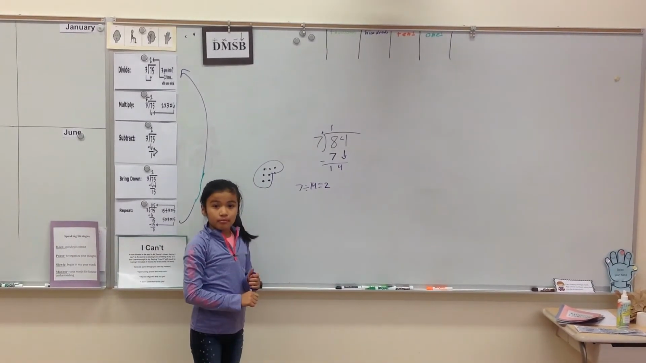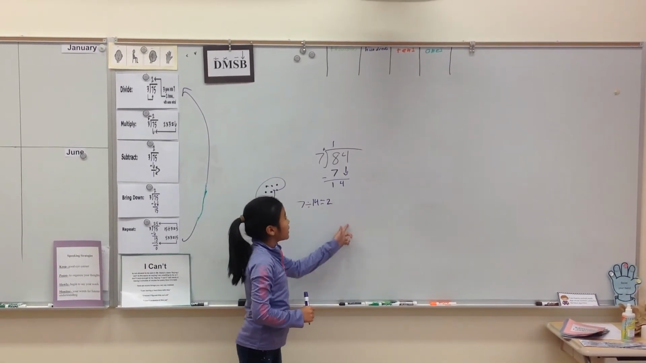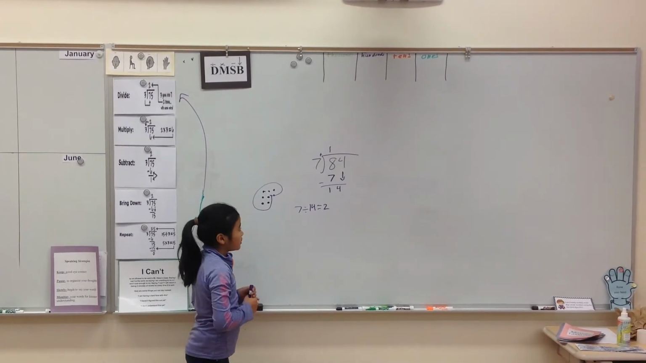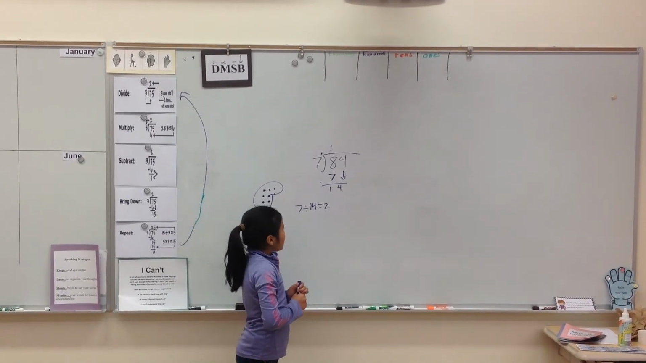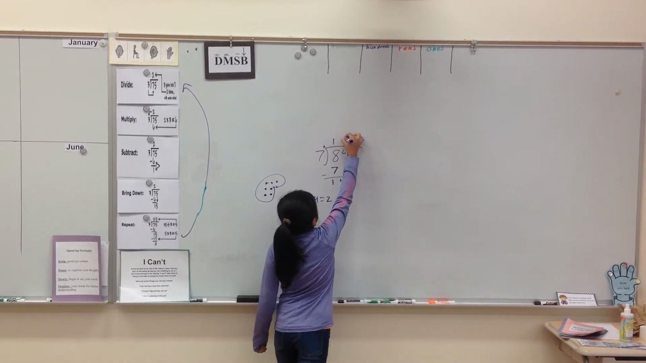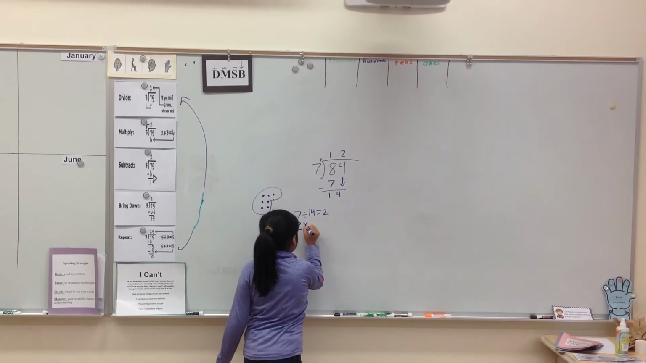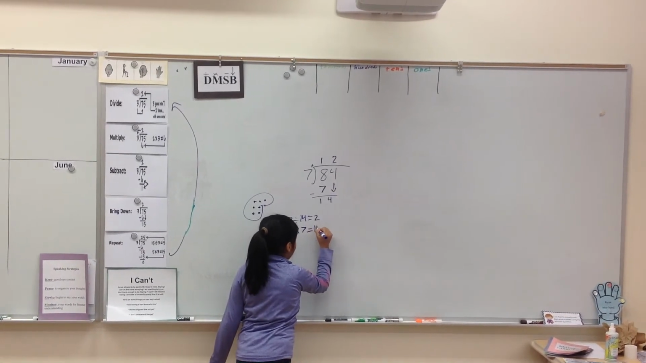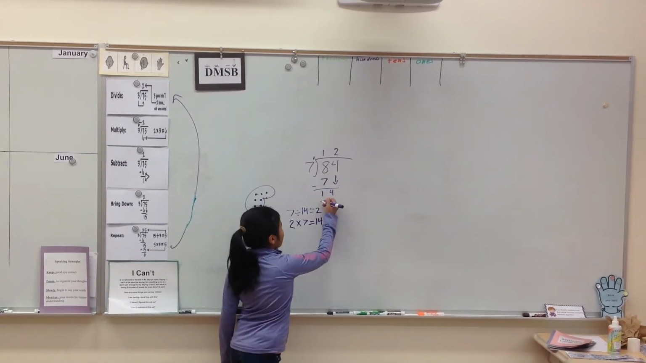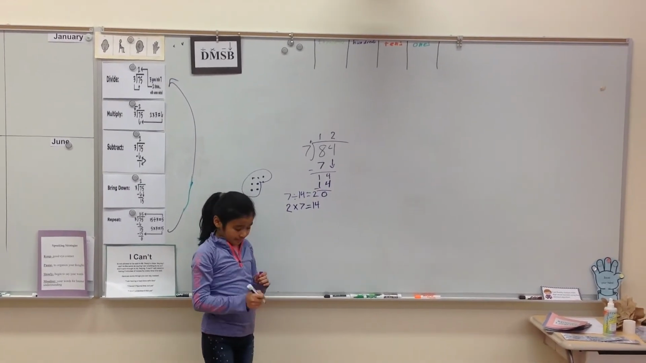Maddie, after you brought it down, why'd you go back to division? Oh, because you're supposed to repeat it. Got it. Okay. And then you get a 2 because you obviously know 2 times 7 equals 14. So you go 2 to the top, then you do 2 times 7 equals 14. Subtract that, a 0. Awesome. That's so cool. Thanks, Maddie.